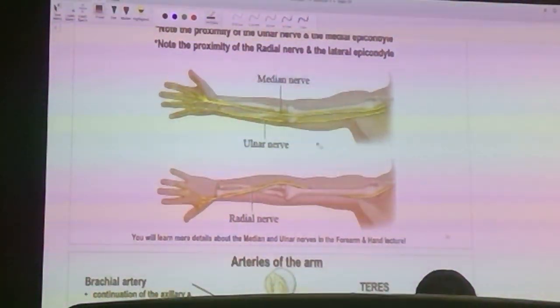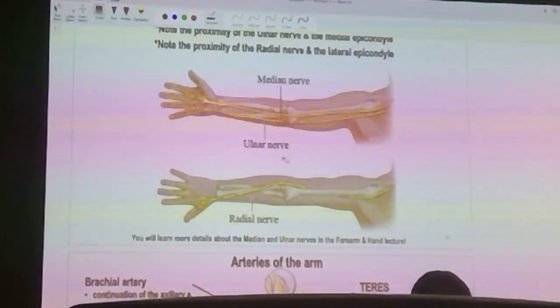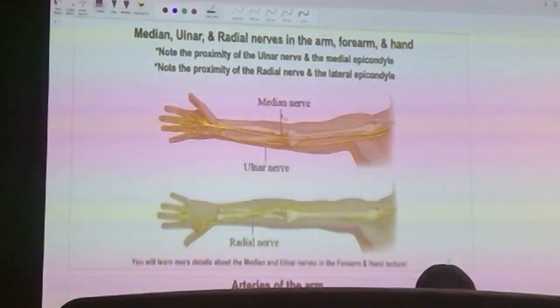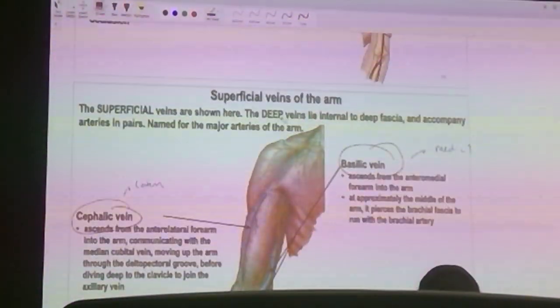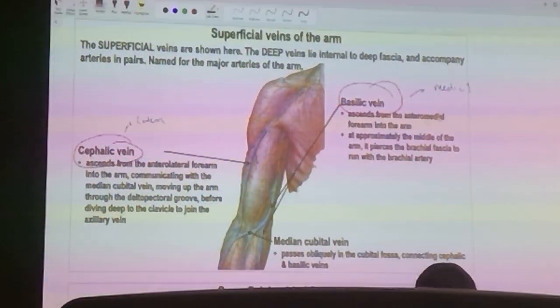Just know that the ulnar nerve is closest to the medial epicondyle. Ulnar nerve closest to medial epicondyle. Just know cephalic is lateral, basilic is medial.